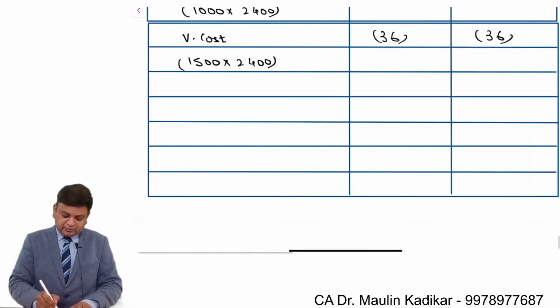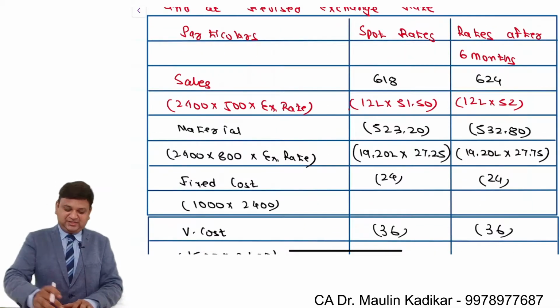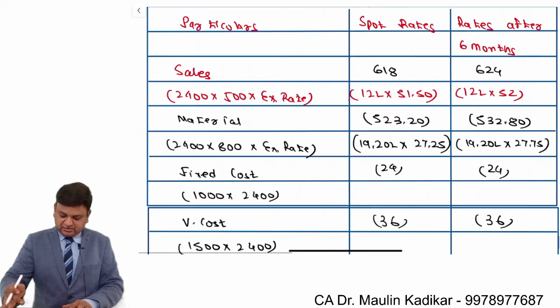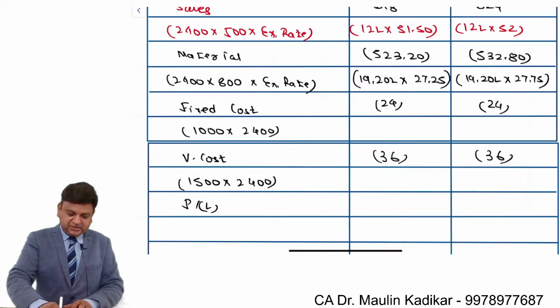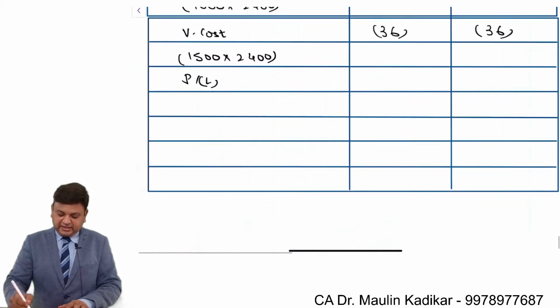This is the way we will compute the profit or loss using the spot exchange rate and using the exchange rate after 6 months. 618 minus 523.2 minus 24 minus 36. So there is a profit of 34,80,000.